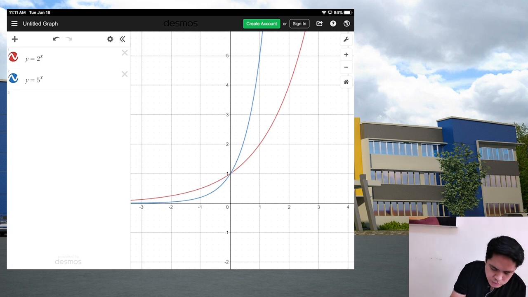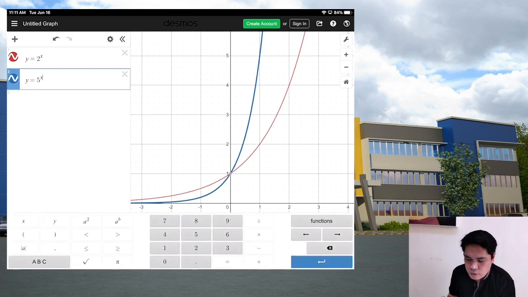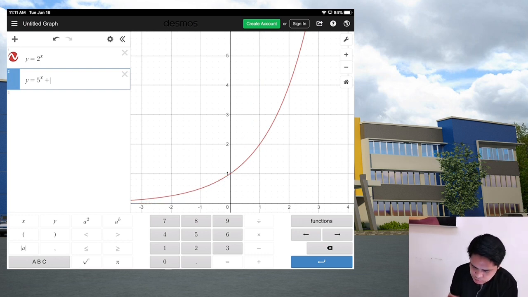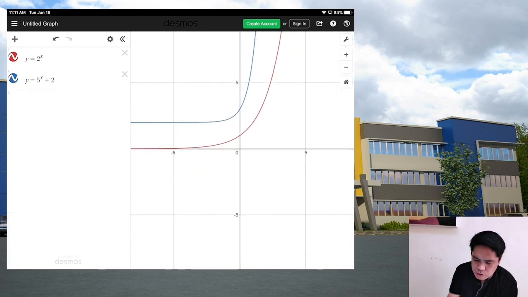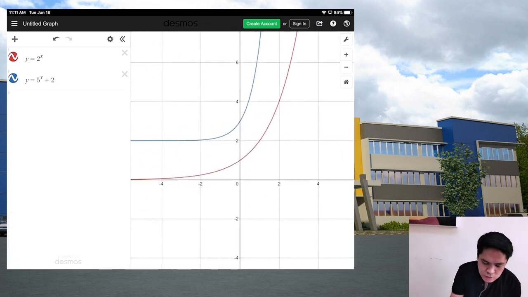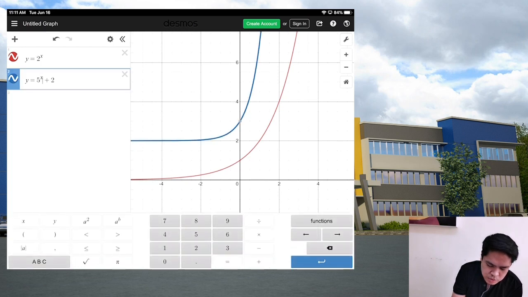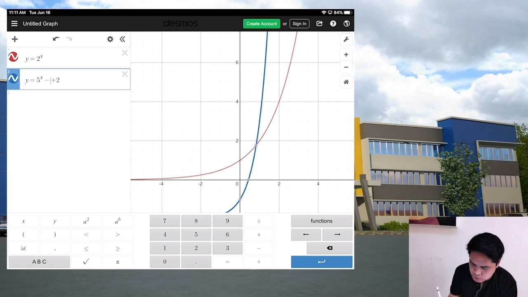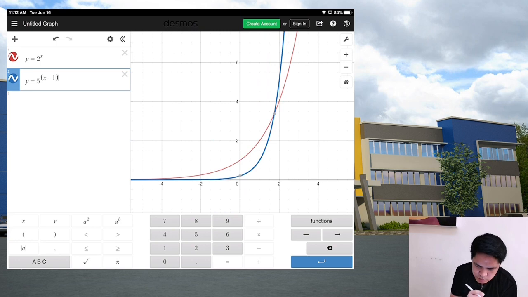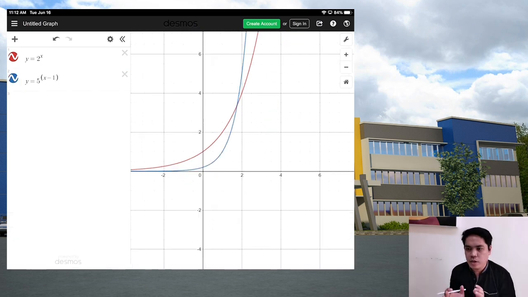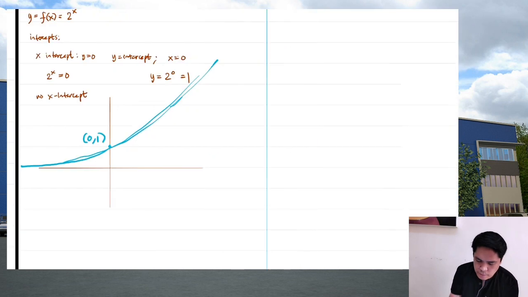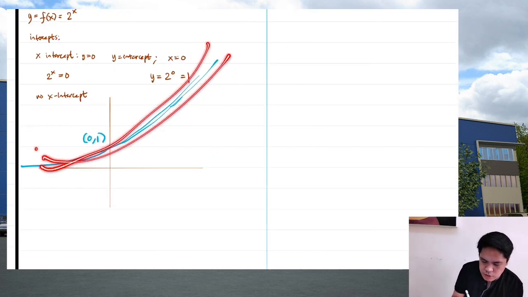So, halimbawa, lagyan natin yung exponent, maglagay tayo ng plus 2. So, yun, nag-shift lang siya. Umakyat lang siya ng konti. Halimbawa, yung exponent mismo yung lagyan natin ng minus 1. X minus 1. Ganon. Nag-iba lang yung curvature niya. Okay? The graph of exponential functions, ganon lang.